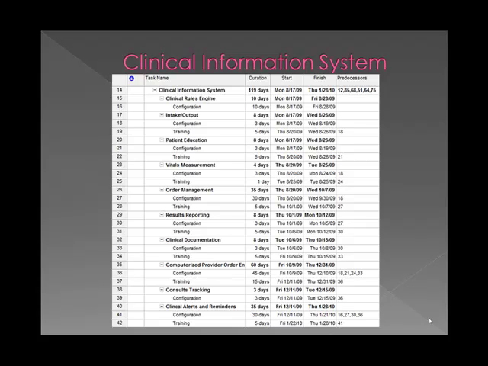Lastly, the task Clinical Information System can begin once all of the other six tasks are configured. Clinical Information System is the longest task with 10 subtasks that take 119 days to complete. As the table shows, the 10 tasks are Clinical Alerts and Reminders, Clinical Rules Engine, Consult Tracking, Order Management, Results Reporting, Clinical Documentation, Computerized Provider Order Entry, Intake and Output, Patient Education, and Vitals Measurements. Many of the subtasks require completion of configuration of various other subtasks, and thus Clinical Information System is a very complex task to complete.